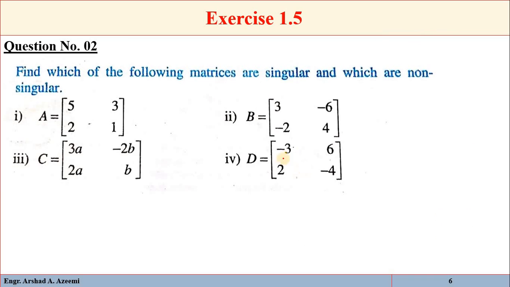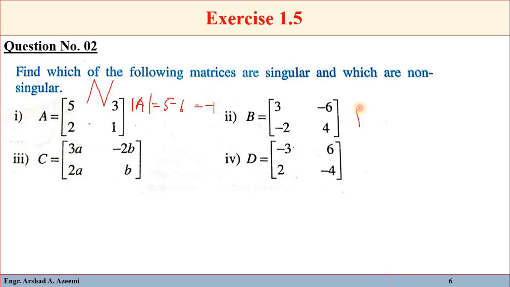Question number 2, which of the following matrices are singular and which are non-singular? So you just have to find the determinant, and if the determinant is equal to 0, it will be singular, and if it is not 0, it will be non-singular. Okay, so 5 multiplied by 1, that is 5, minus 3 multiplied by 2, that is 6, is equal to minus 1. So it is a non-singular matrix.